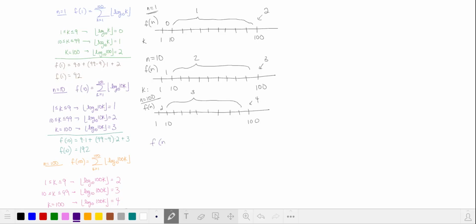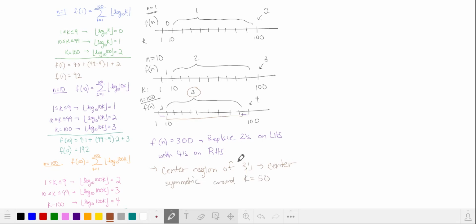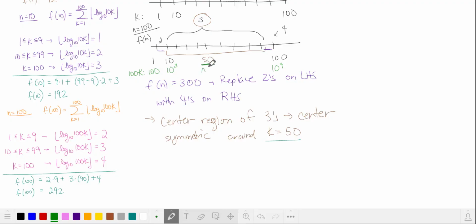To get f of n equal to 300, I'd like to replace some of these 2's on the left-hand side with a few more 4's on the right-hand side. So I'd like to center this region here, values of k that generate a 3. I'd like to move it closer to the center, so it's closer to being symmetric around k is equal to 50. And I'd like this corresponding value of n times k to be right between 1,000 and 10,000.